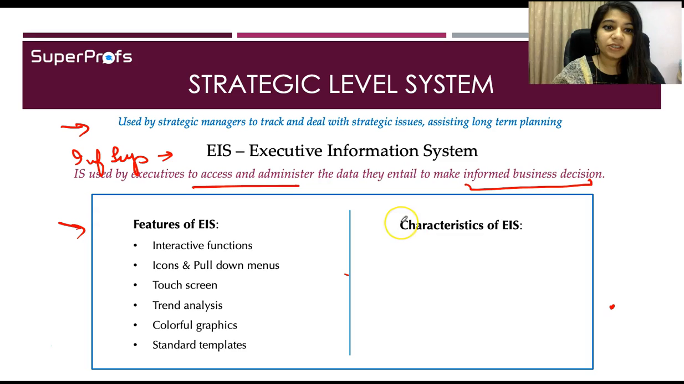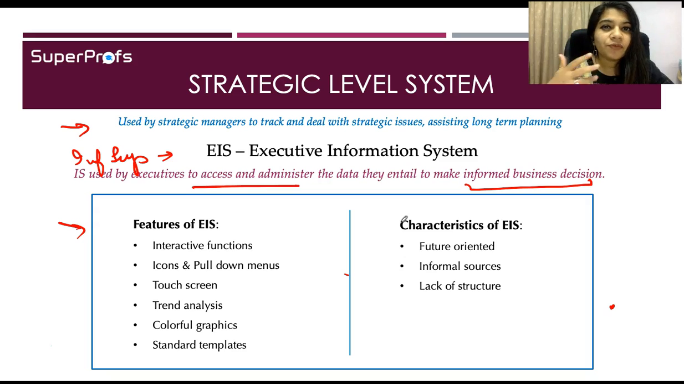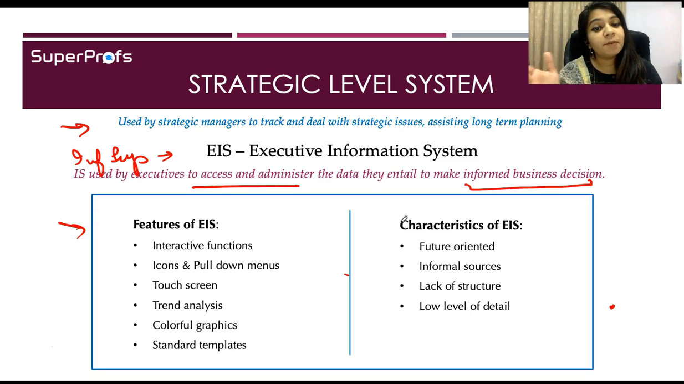Next are the characteristics of EIS. It has to be future oriented. It can come from informal sources also. It lacks structure because it will have a lot of information. It has a very low level of detail. As I mentioned, if it had a high level of detail, there would be detailed reports, but that is not something the strategic level managers require. They require the final conclusions, a very low level of detail but the relevant information. And it has high degrees of uncertainty. So this is what the executive information system is about.